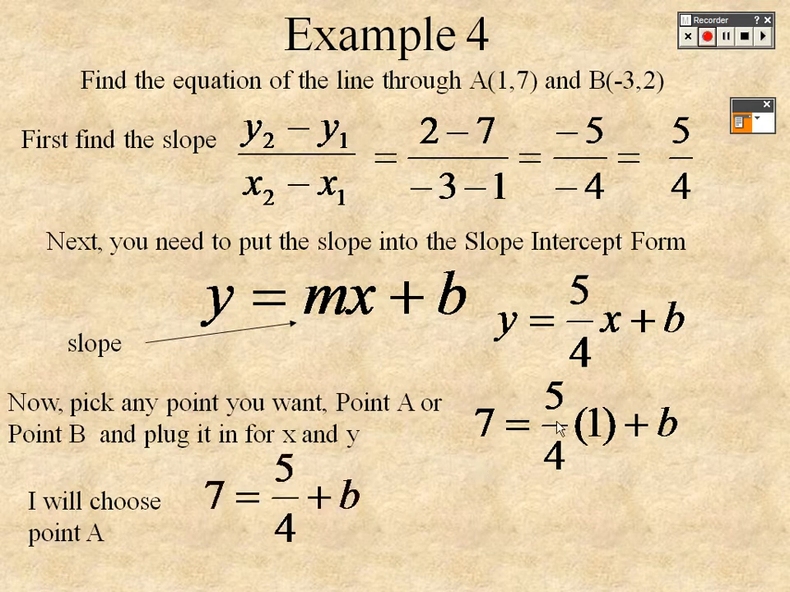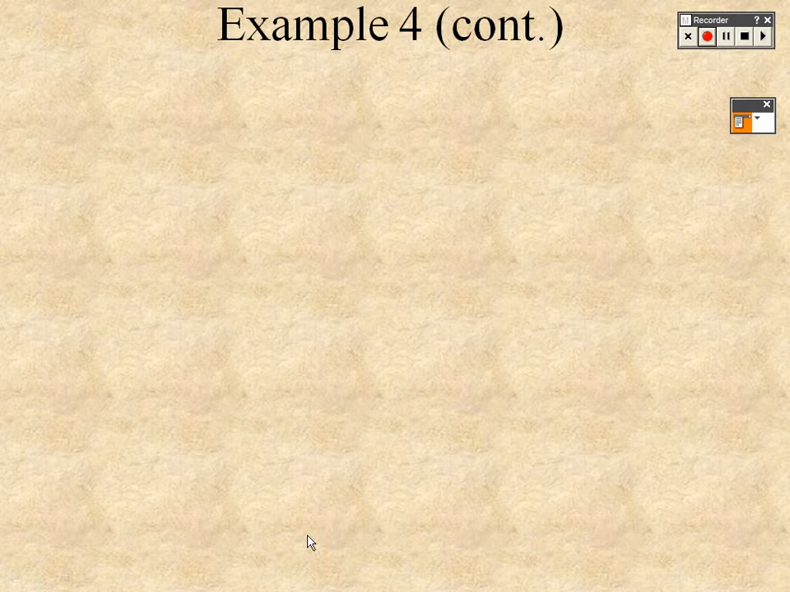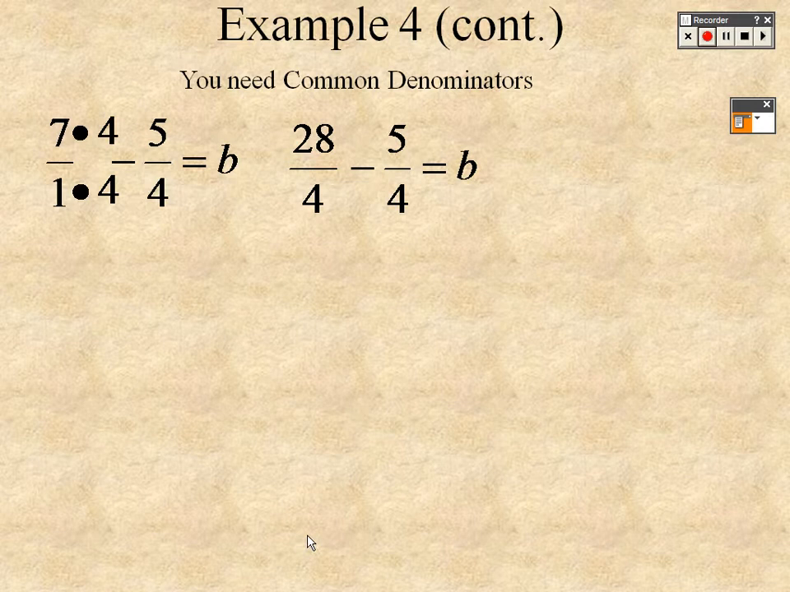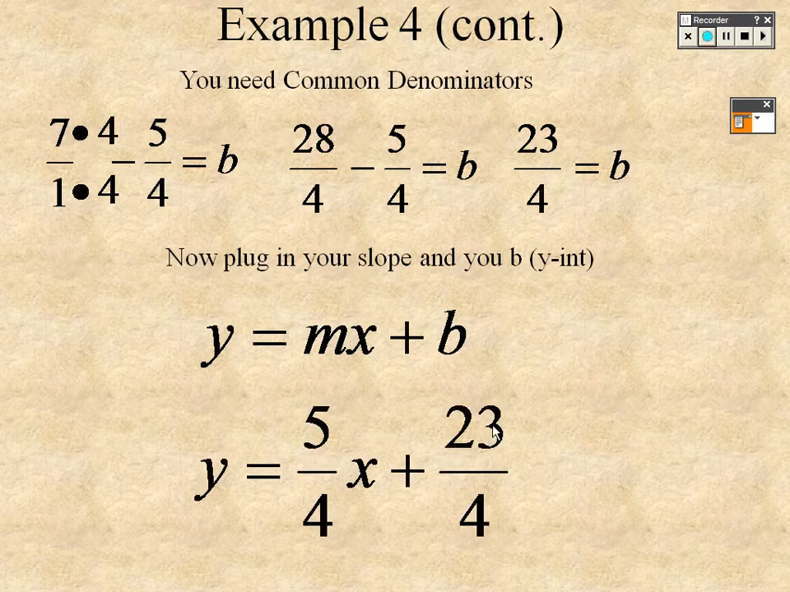So 1 times 5/4 is 5/4. I subtract 5/4 on both sides: 7 minus 5/4. I need to find a common denominator, so I multiply by 4 on both the top and the bottom to get 28/4, which gives me 23/4. So that is my b, and that's what I plug in. We said m was 5/4, and b we said was 23/4, so there's your equation of a line that goes through those 2 points.